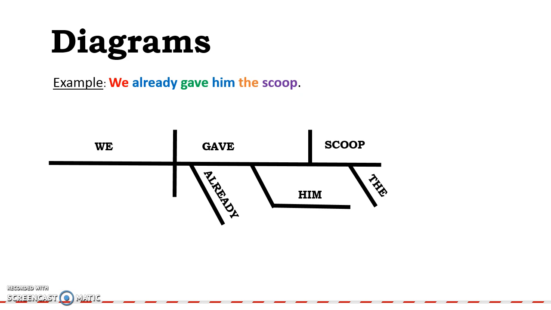We already gave him the scoop. The important thing to see here is how we put the indirect object, him, on a horizontal line beneath the verb.